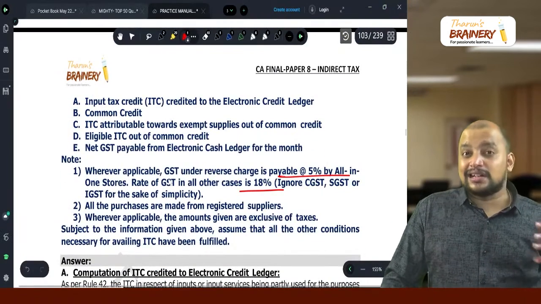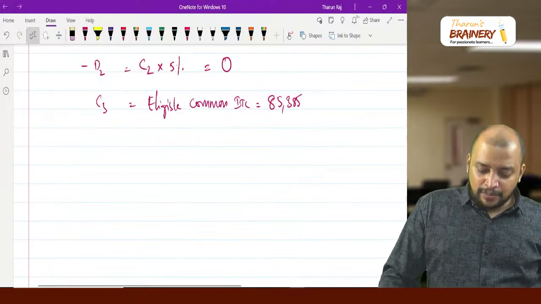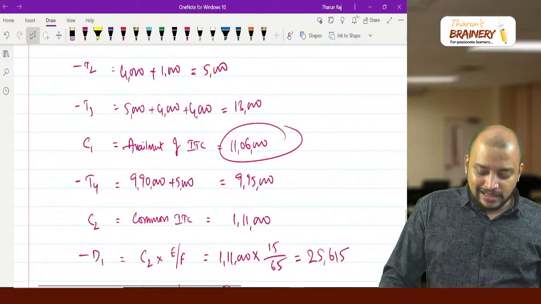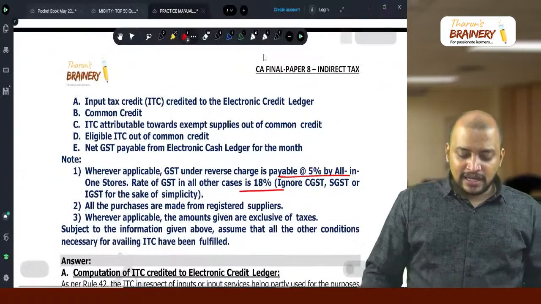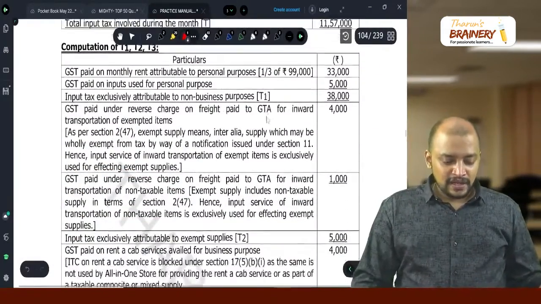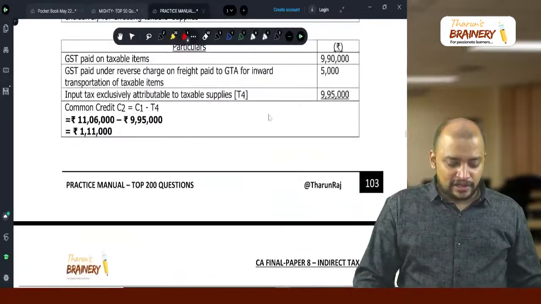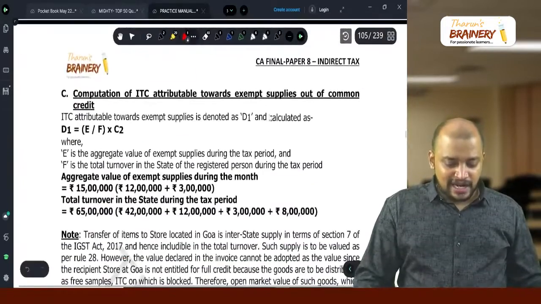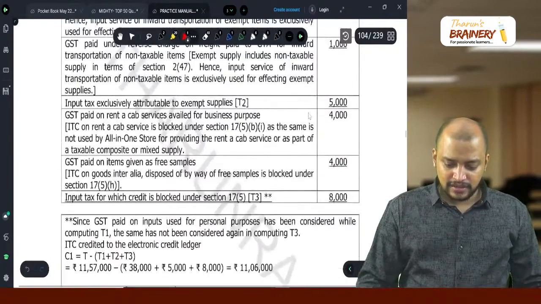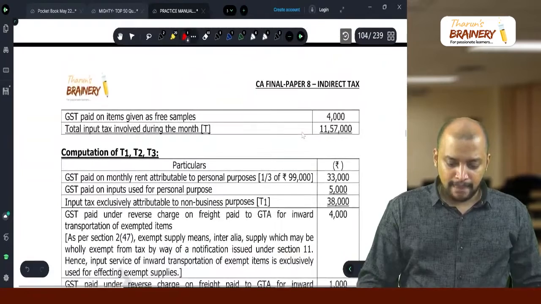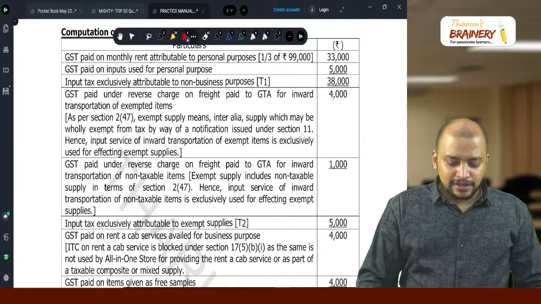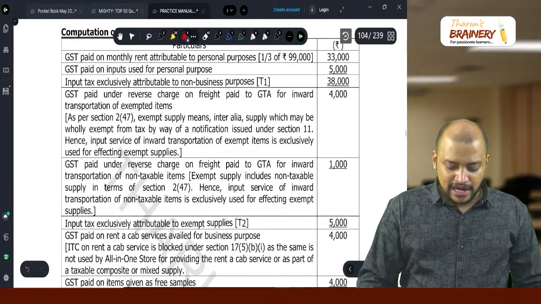Input tax credit credited to electronic credit ledger. What is the input tax credit credited to electronic credit ledger? 11,06,000. That is the answer. 11,06,000 is the input tax credited to electronic credit ledger. Then, T minus T1, T2, T3. That's where we will be getting the answer we need to write.